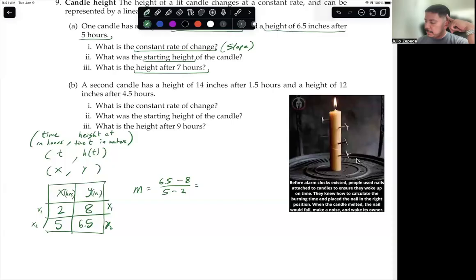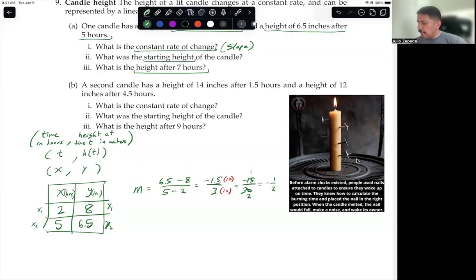So I can subtract here. 6.5 minus 8 is negative 1.5, and 5 minus 2 is 3. If I multiply the top and bottom by 10 just to get rid of the decimal, which just moves the decimal place over one place, that's negative 15 divided by 30. We can see that's a half. If we divide by 15 on the top and bottom, we get negative 1 over 2.